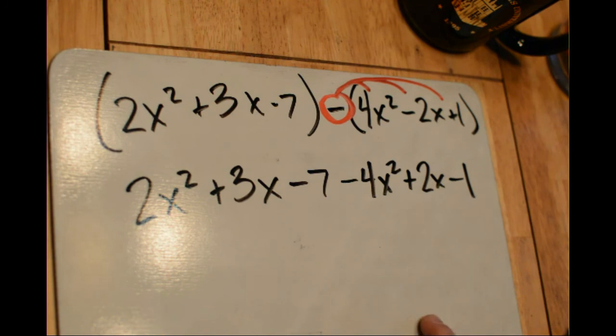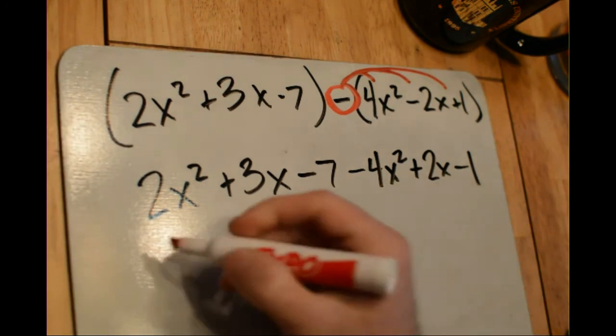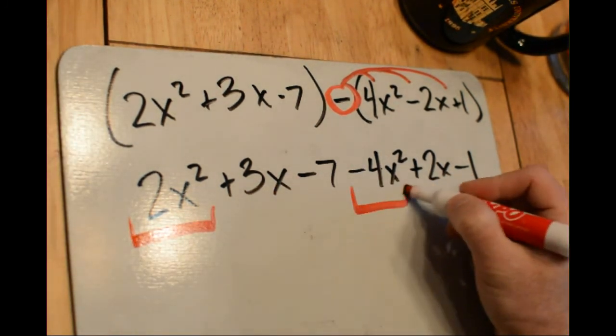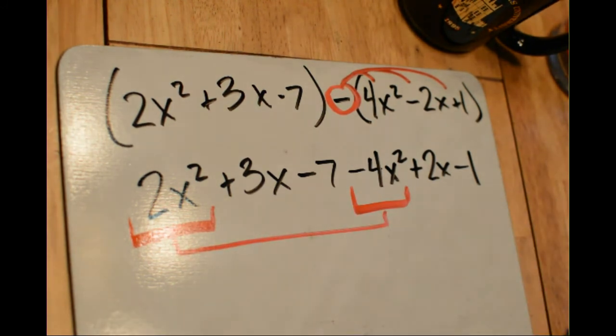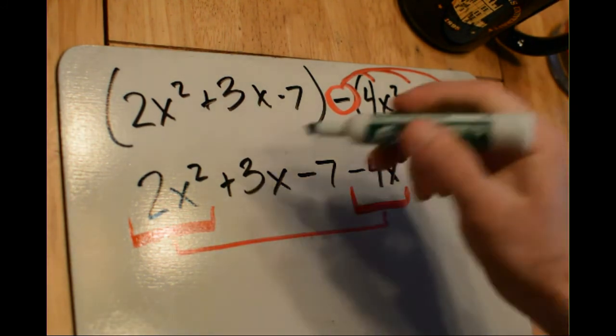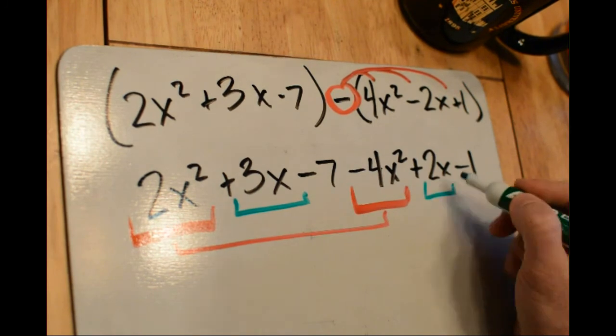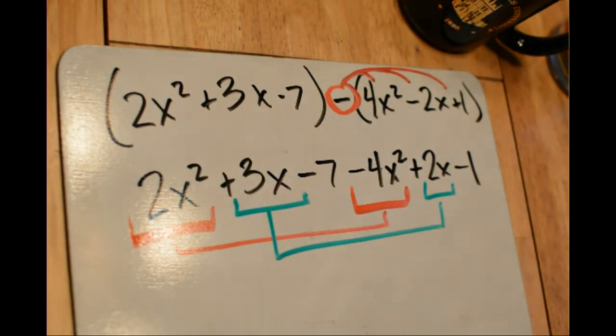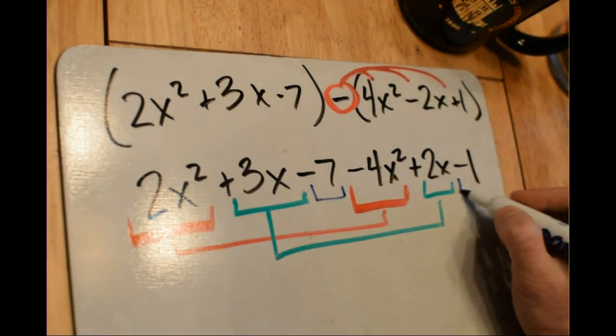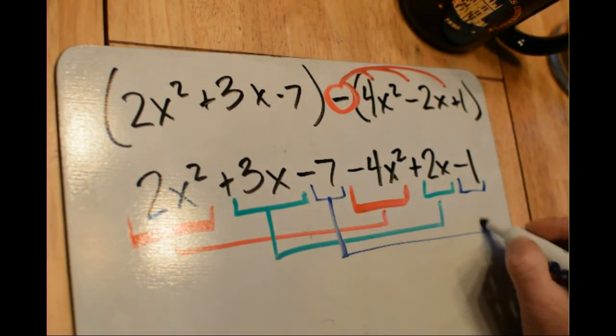And then let's take a look and see where we have some like terms. So here I have a 2x squared and a minus 4x squared. Those need to be combined. Here I have a 3x and a 2x. Those need to be combined. And here I have a minus 7 and a minus 1. And those need to be combined.